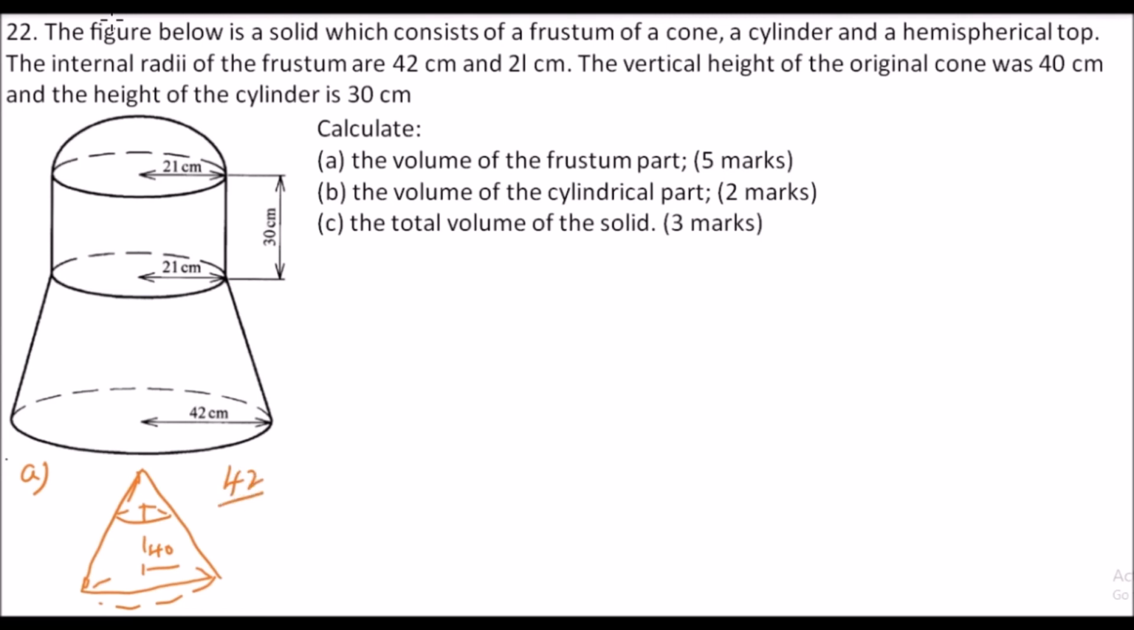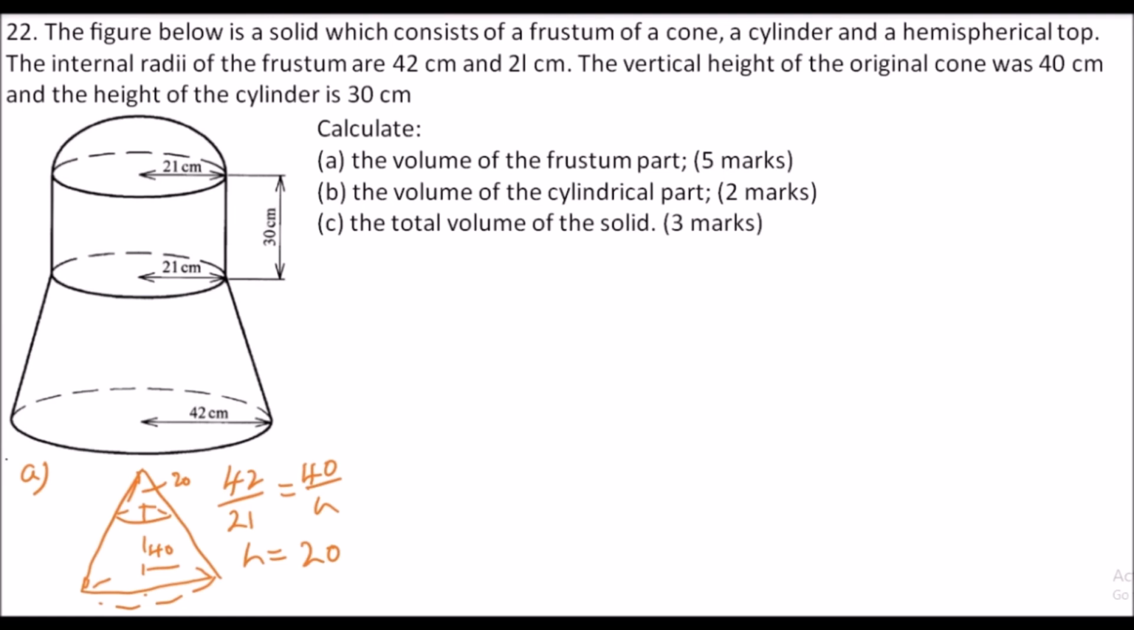So we say 42 divided by 21 is equal to 40 divided by the small h. So the small h, if you cross multiply, is actually 20. So the height of the small cone is 20. It means from here to here it is 20. So it's like the cone was cut halfway.